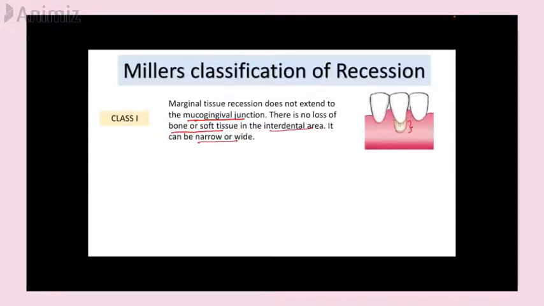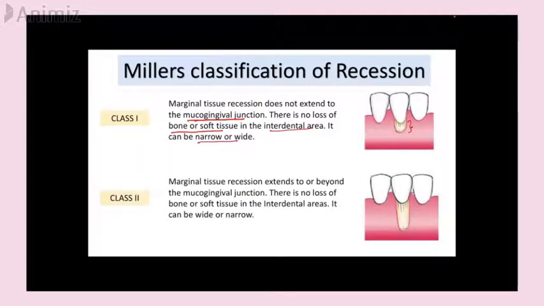Now moving on to class 2 type of recession. In this condition, marginal tissue recession will extend to or beyond the mucogingival junction, and there is no loss of bone or soft tissue in the interdental areas. It can also be narrow or wide. As you can see in this picture, the recession extends to the mucogingival junction.